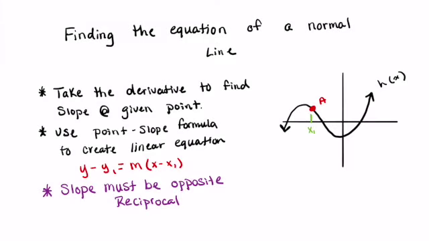In this video, we're going to look at finding the equation of a normal line. Now, if you've seen my video about finding the equation of a tangent line, that was a pretty straightforward process. And very similarly, so is finding the equation of a normal line. In fact, they're almost done the exact same way. They are done the exact same way up until you find the slope using the derivative at the point that you're given.